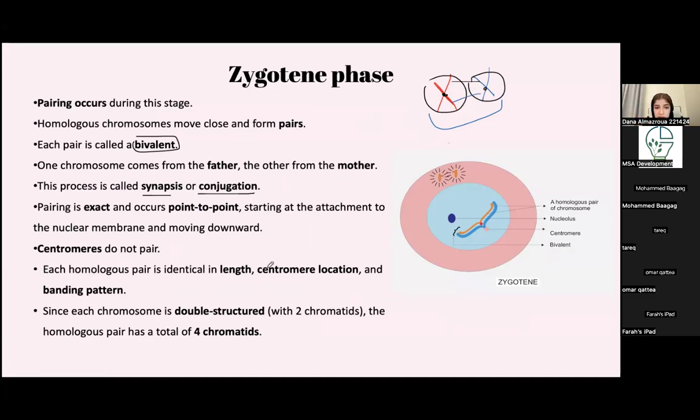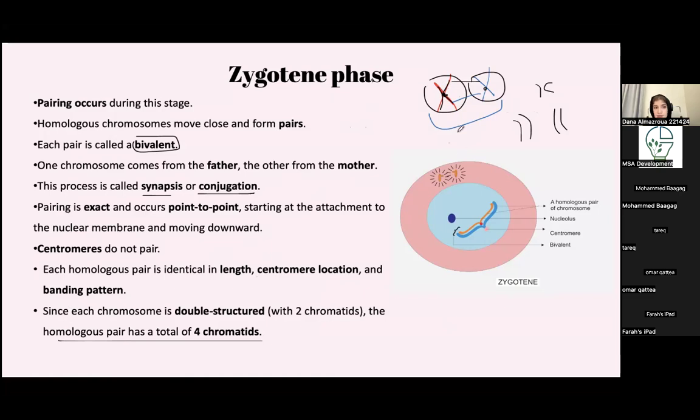Now, each homologous pair is identical in length, as I showed you in the karyotyping, centromere location, and banding pattern. Banding pattern is basically whether they're shaped this way or this way, whatever shape they are, the pairs would be identical, and you would see them having a similar appearance. Since each chromosome is double structured with two chromatids, the homologous pair has a total of 4 chromatids, which is literally what I drew here. This is one chromatid, and this is the other one.